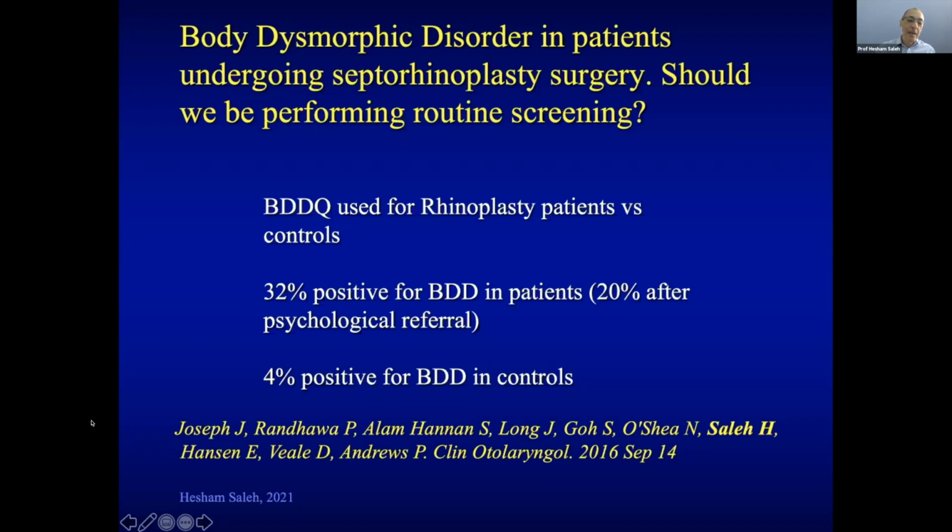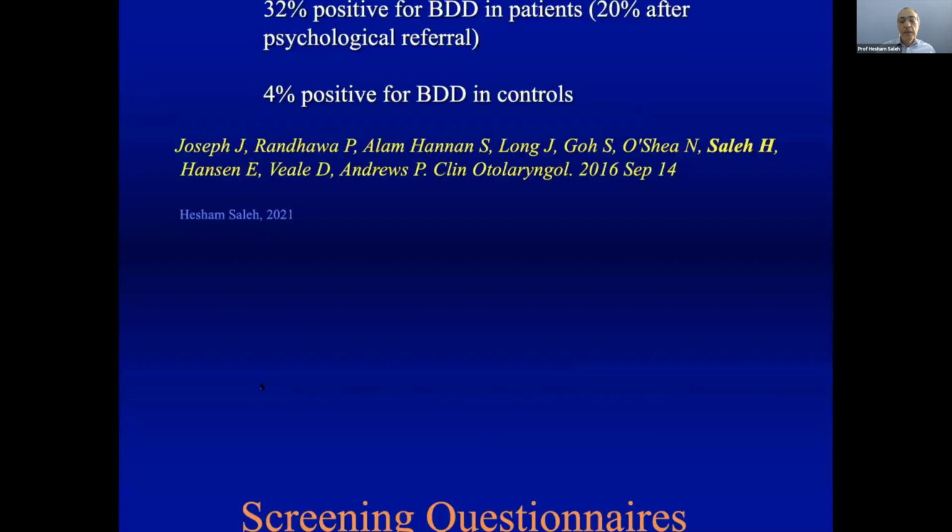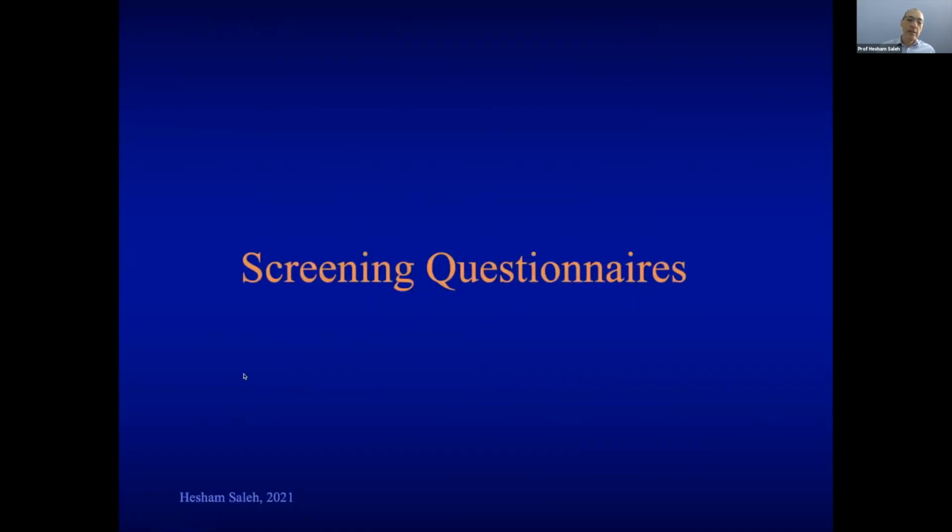It's a big thing. 4% of people coming through the door in the Royal National ENT Hospital had body dysmorphic disorder. I don't know if this applies everywhere else. 4% of the population that came through the door for ear problems and so on had body dysmorphic disorder. So it is common. So use a screening questionnaire. It's a nice idea to do that.